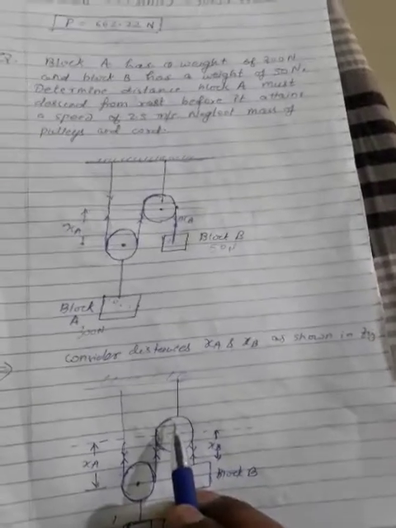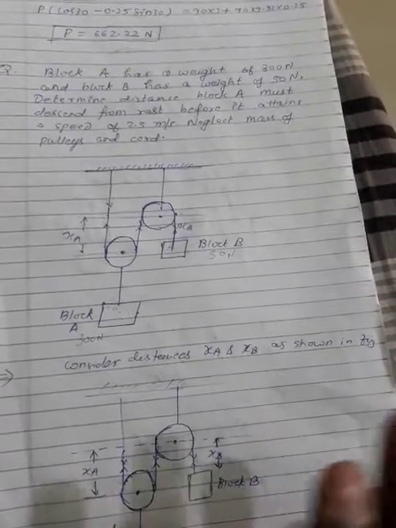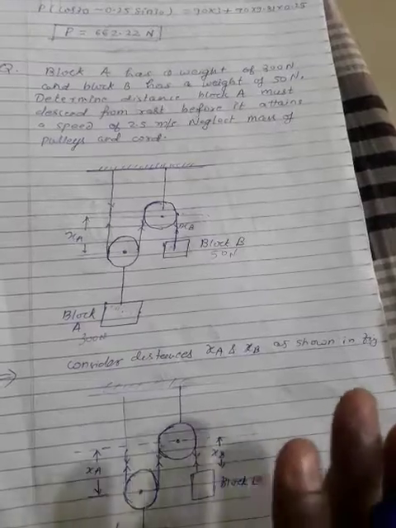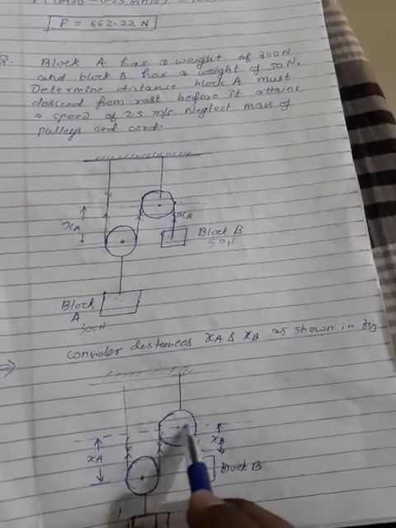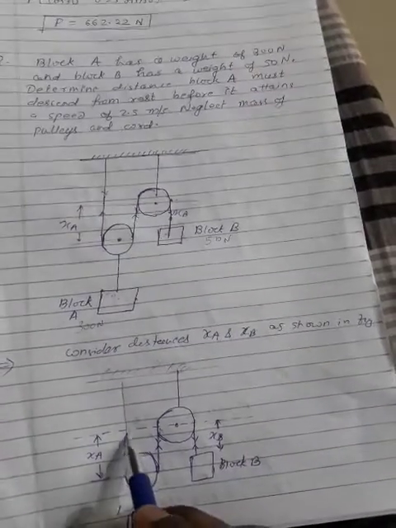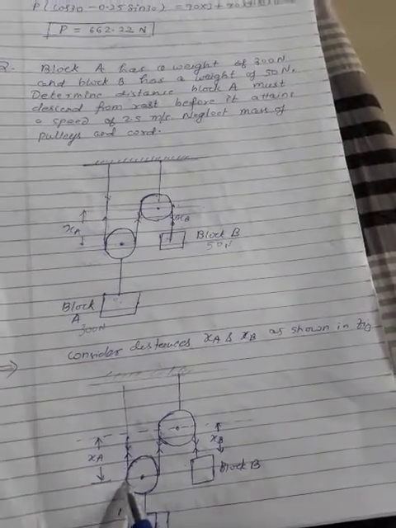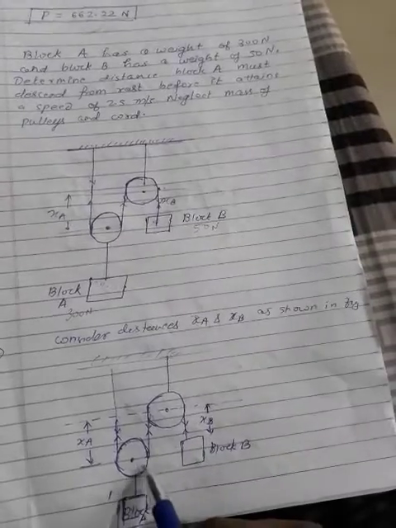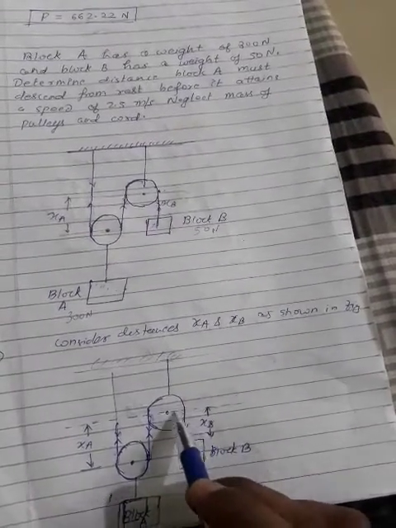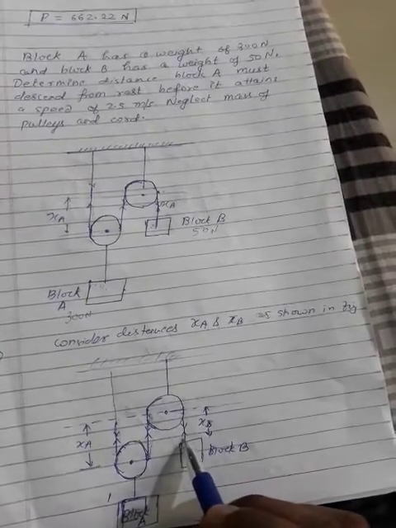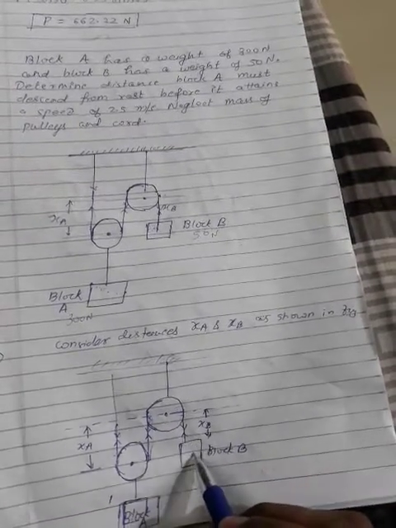So in this dependent motion, what happened? The total length of the cord, cable or string will remain constant. So suppose I am considering this as a reference point. So this will become the length of the cord for block A. Also this will become the length of the cord for block A. And I am considering from this reference line as a length of the cord for block B.